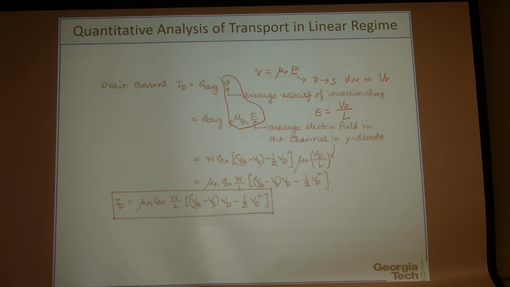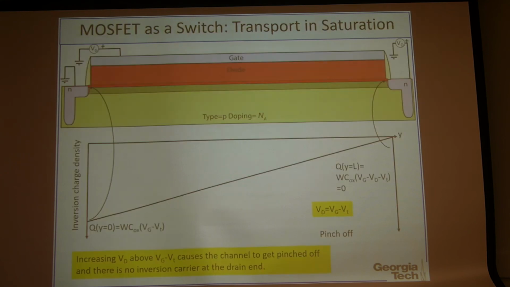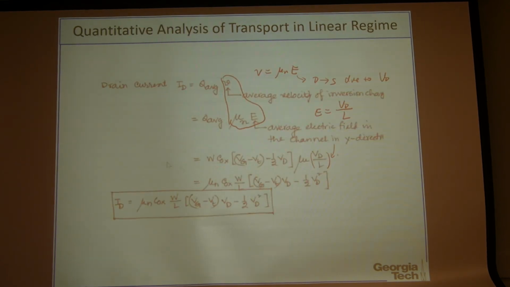Again, I don't require the derivation of this one, but the final equation is very important. And you need to understand the current depends on the mobility, depends on the capacitance, depends on the geometry W over L, and depends on the voltage, gate voltage and drain voltage, VG and VD. So this is the linear region. We will discuss why it's called linear region in the next.